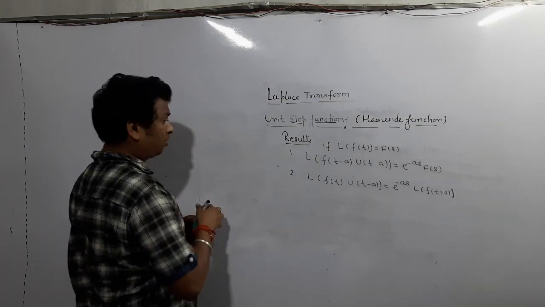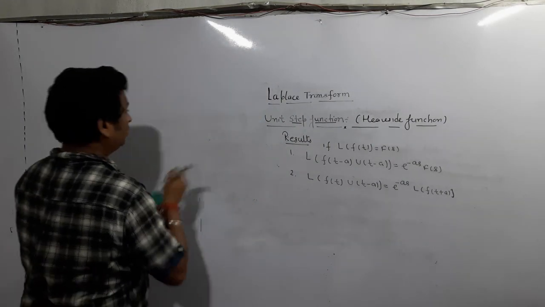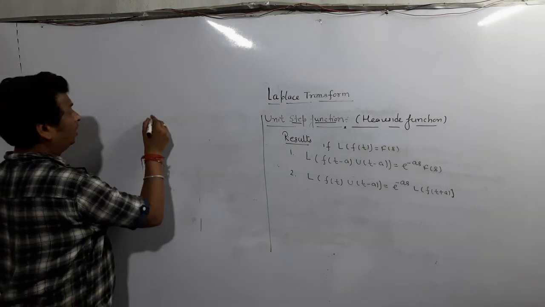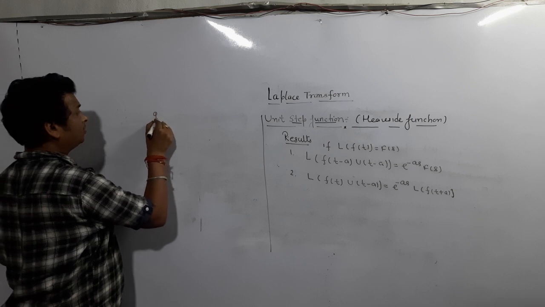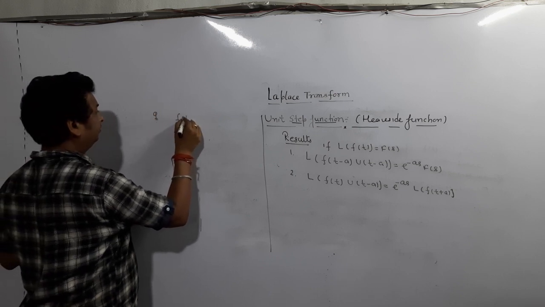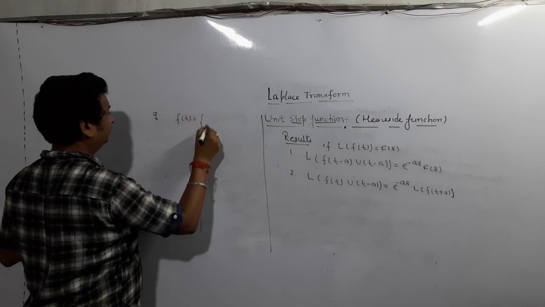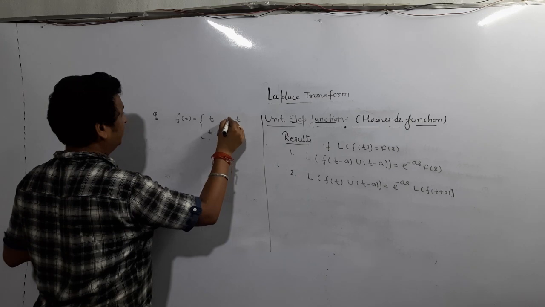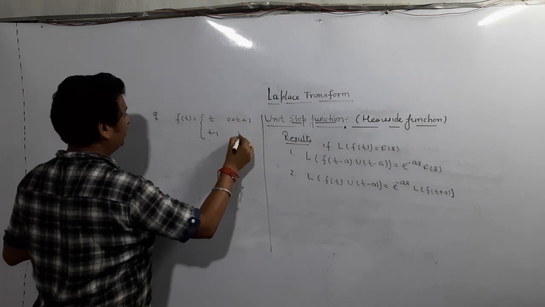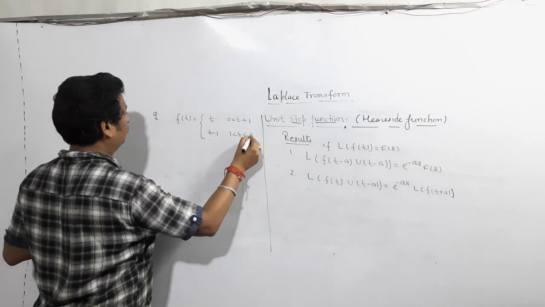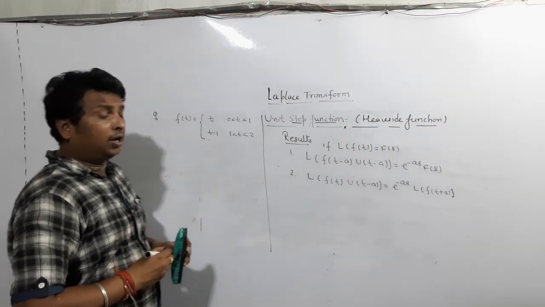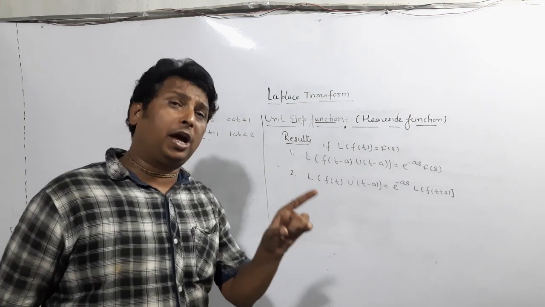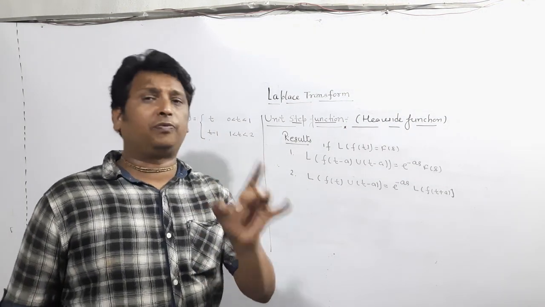So what is the next question? Question is, suppose f(t) is given as t for t greater than 0 and less than 1, and t minus 1 for t greater than 1 and less than 2. They ask you to convert this function in terms of Heaviside or unit step and then find its Laplace.